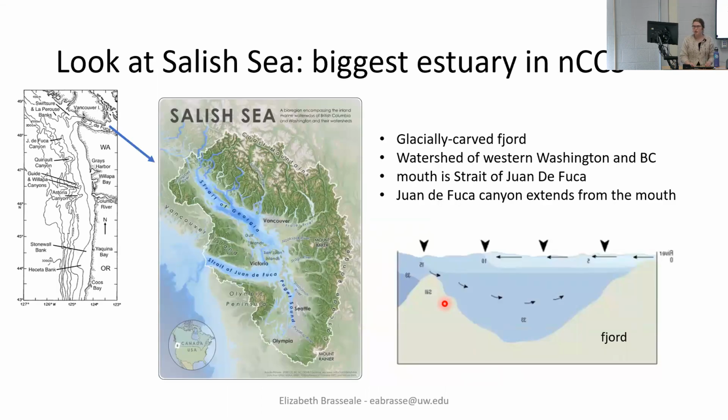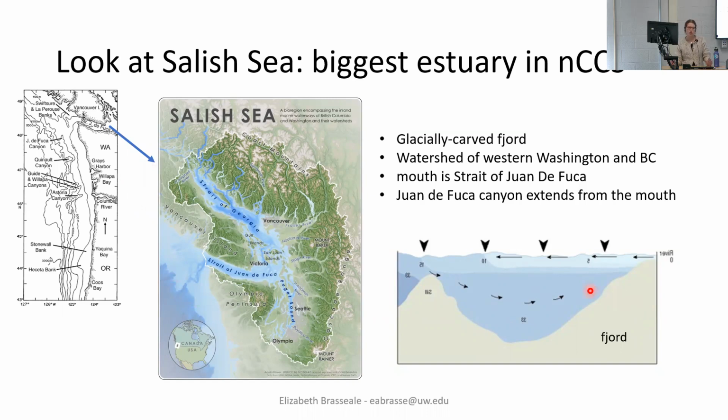And then for this bigger transport question, and for the crab question in particular, we were looking at the Salish Sea, which is the biggest estuary in the Northern California Current System. The little n is for northern, the big C is for California Current System. The Salish Sea is this little pocket up here, between Washington and Vancouver Island. I was referring to it throughout, so you might be familiar with it.